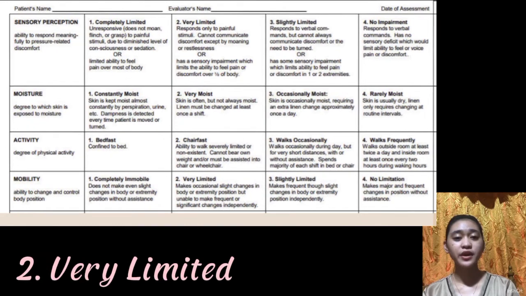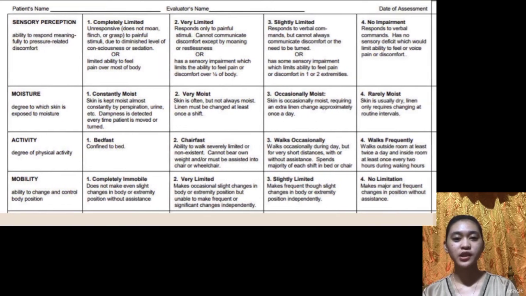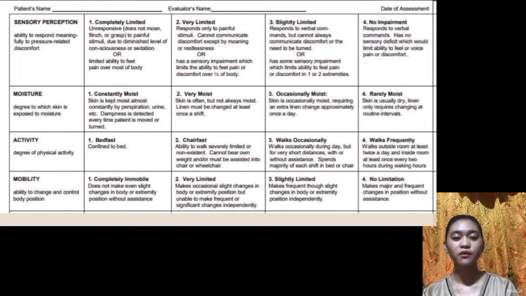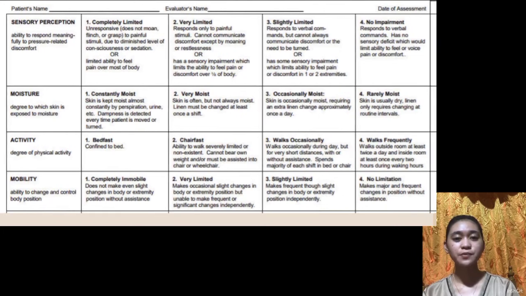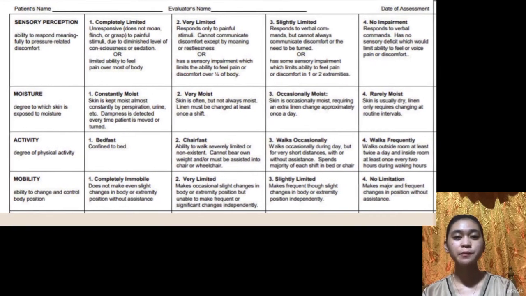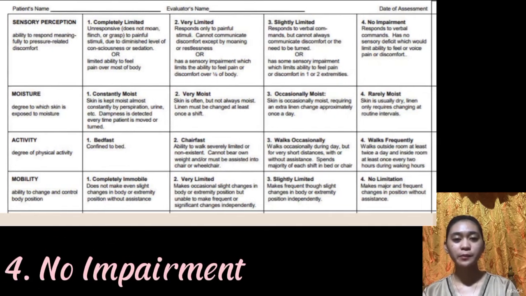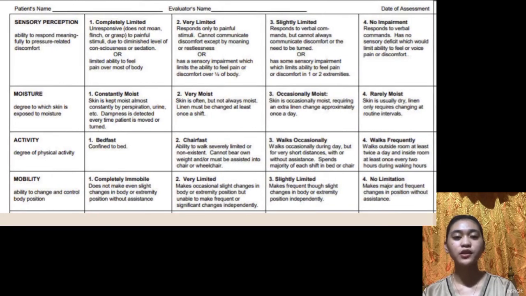Scoring 2 means very limited, meaning a patient responds only to painful stimuli or has a sensory impairment that limits the ability to feel pain or discomfort over half of the body. Scoring 3 means slightly limited, meaning a patient can respond to verbal commands but cannot always communicate or has some sensory impairment that limits the ability to feel pain in 1 to 2 extremities. Scoring 4 means no impairment, meaning a patient has no sensory deficit that would limit the ability to feel or voice pain or discomfort.